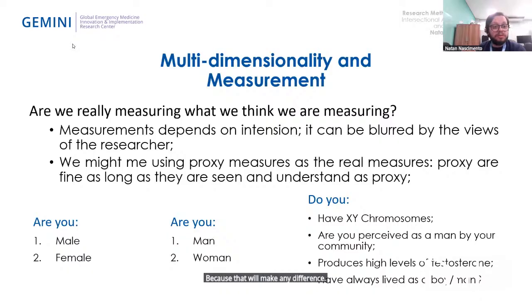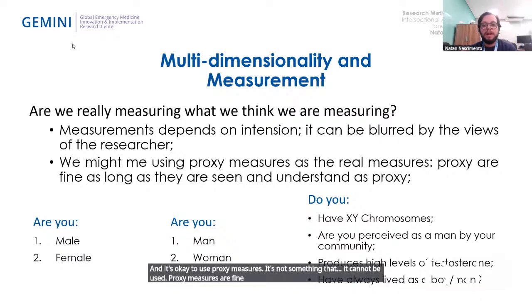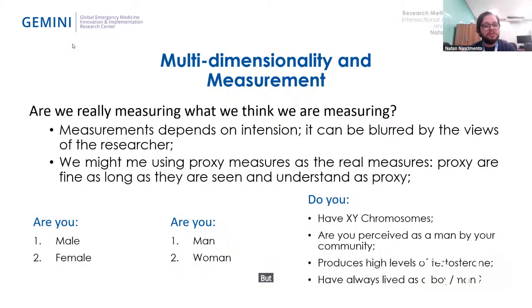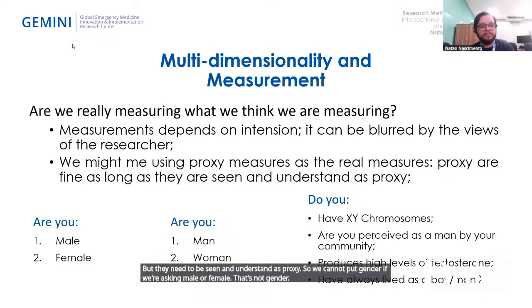What we really need to know is, do you really need to know sex or gender, or even perception of gender, or even testosterone levels? And it's okay to use proxy measures. It's not something that cannot be used. Proxy measures are fine and are great, but they need to be seen and understood as proxy. So we cannot put gender if we're asking male or female. That's not gender. That's sex.